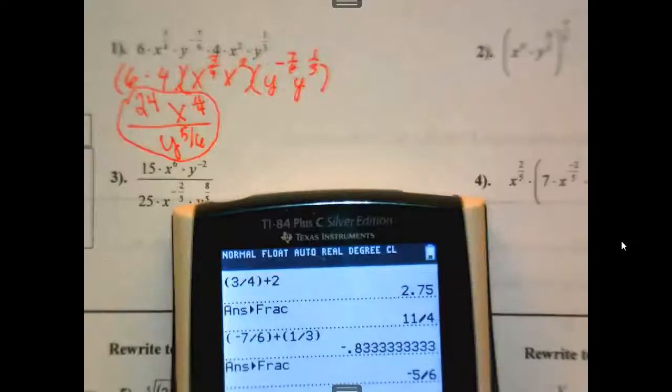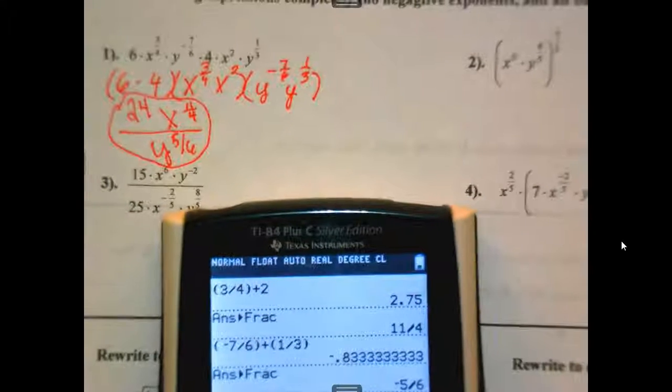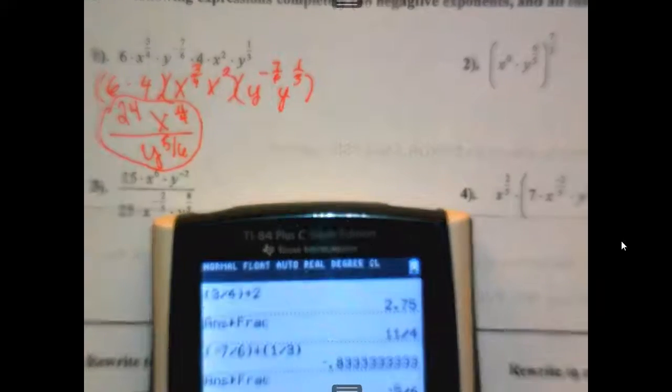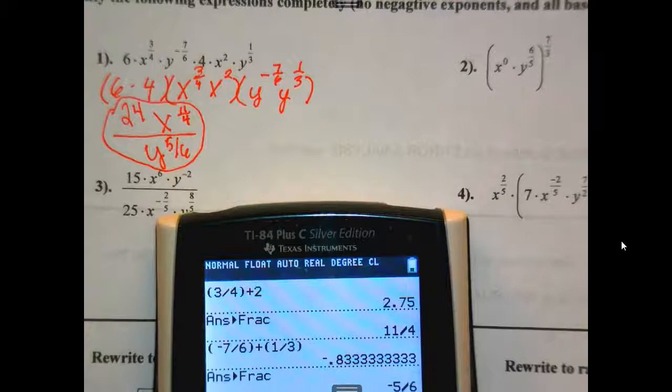Okay. Questions? Number 2. I don't know why this thing's so blurry. Maybe it's my glasses.